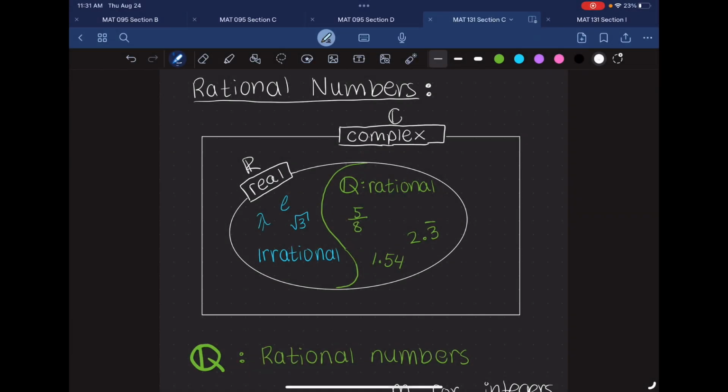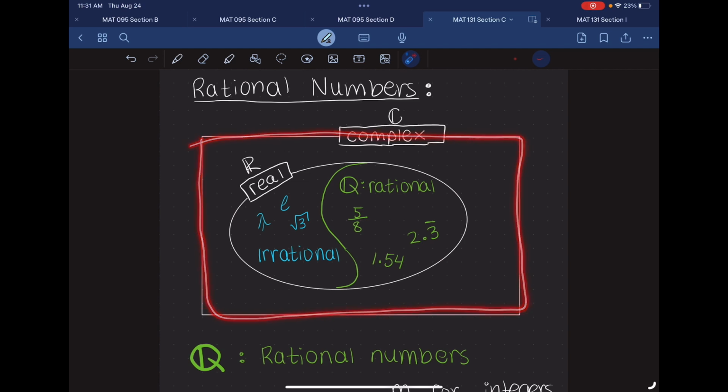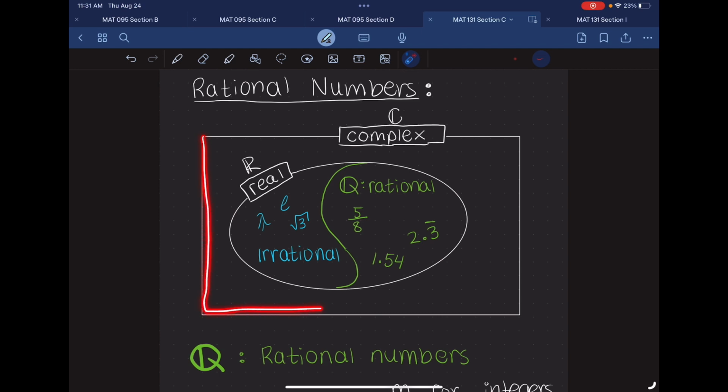So we're going to talk a little bit about rational numbers now. I just kind of want to put into context where these numbers are. We have this larger set of numbers called the complex numbers, and you won't really study these until like pre-calculus. Basically, if you've ever heard of imaginary numbers, that's where these complex numbers are.